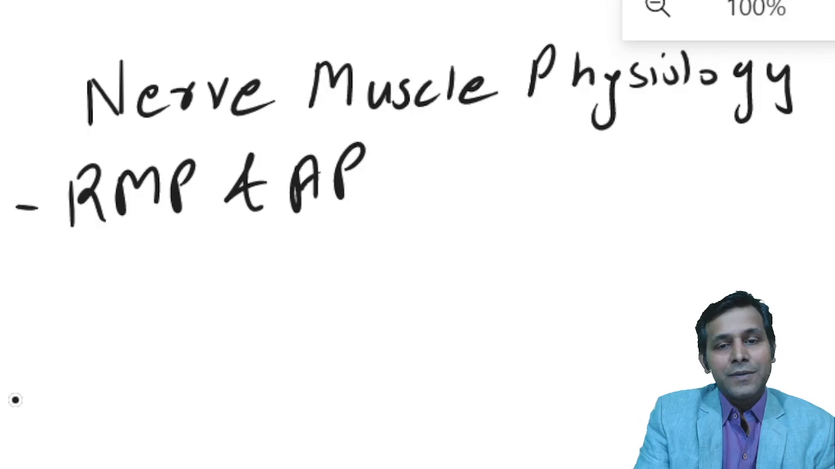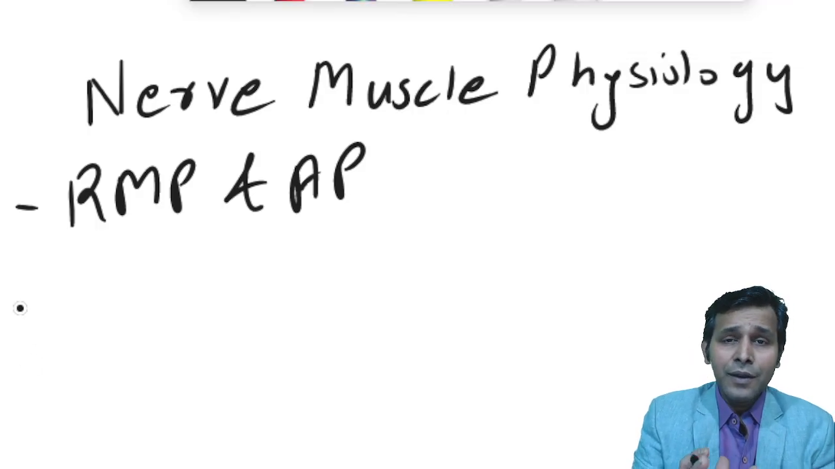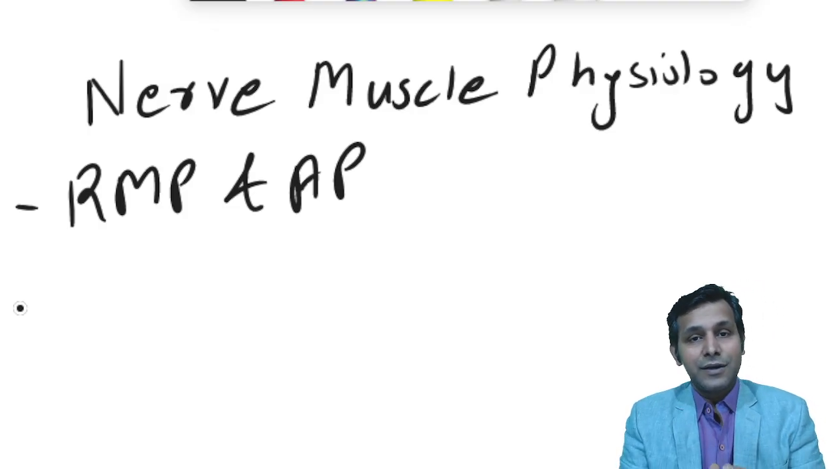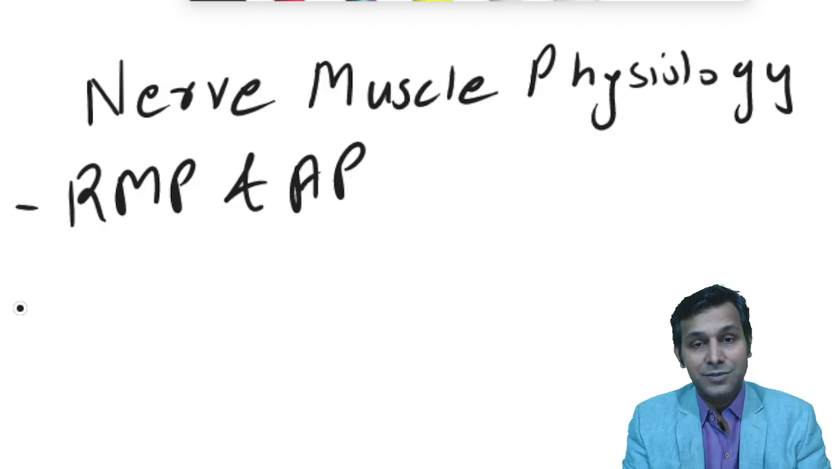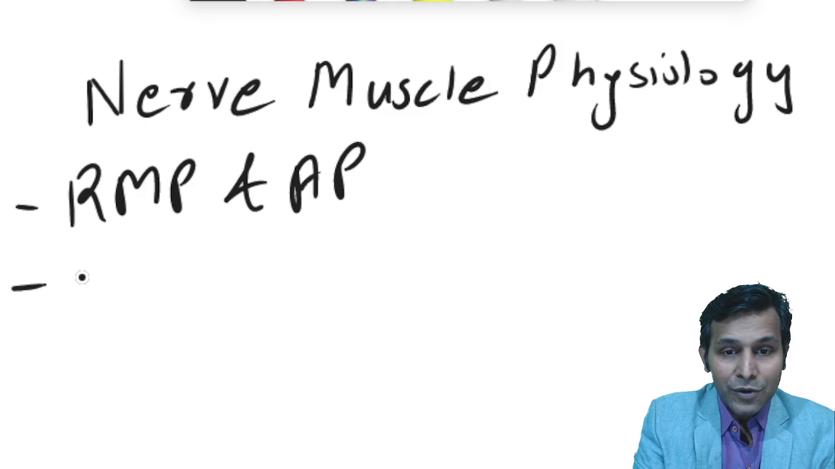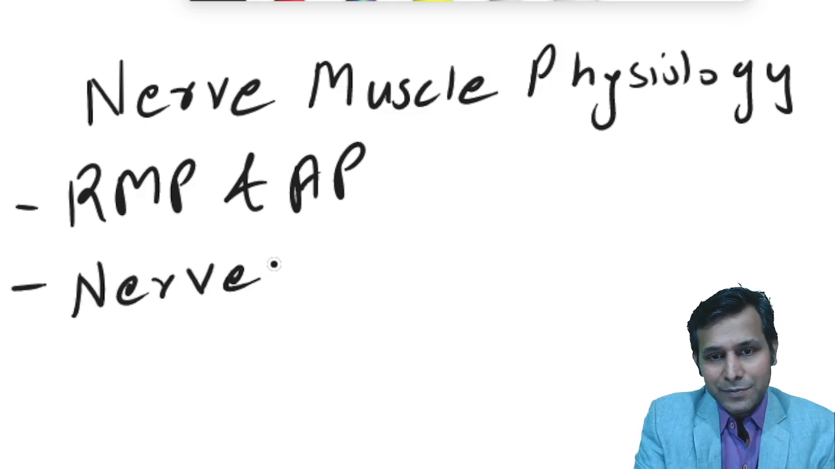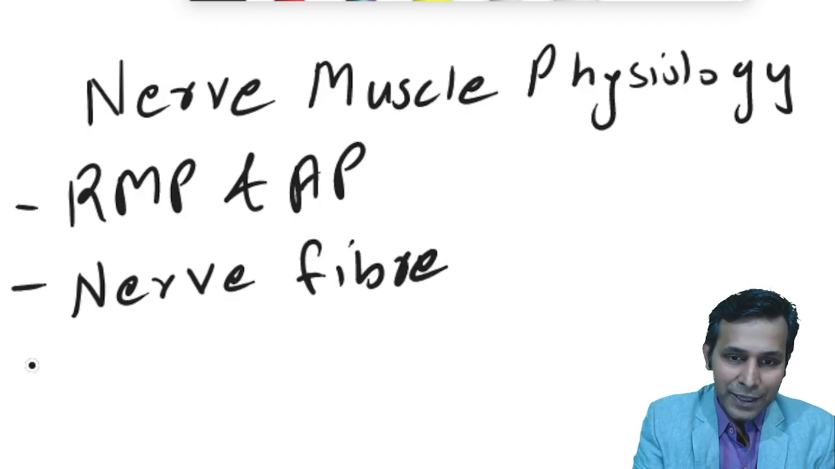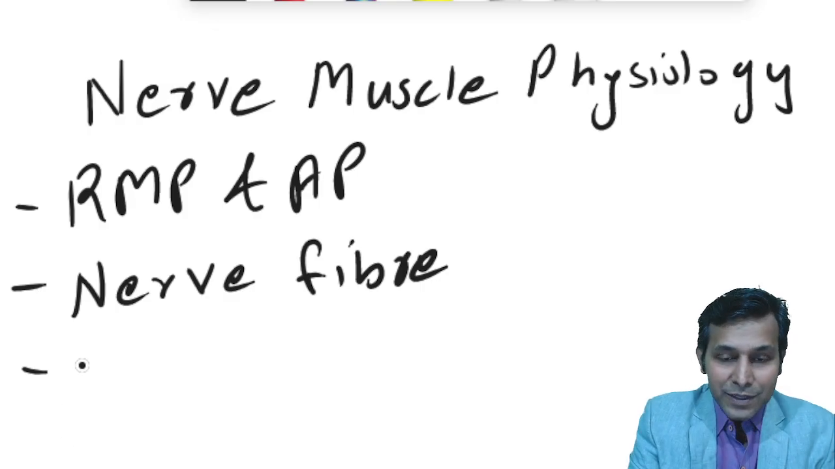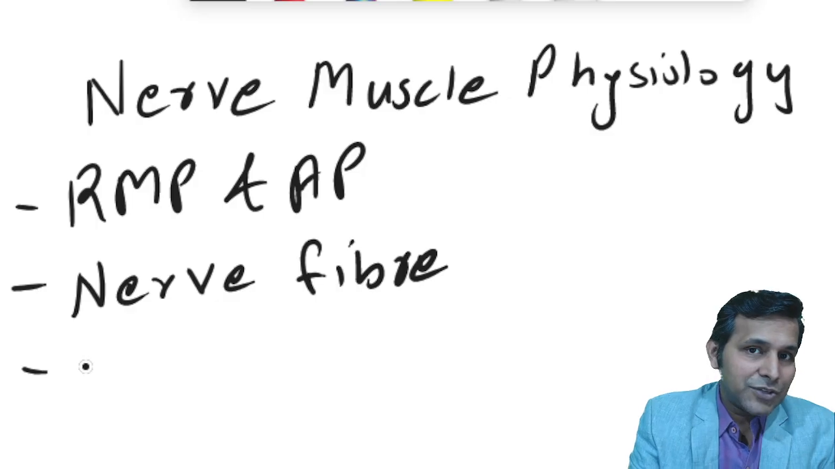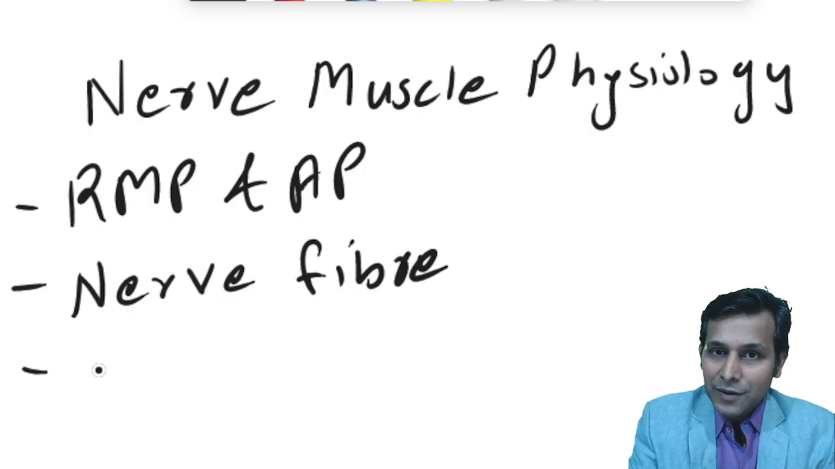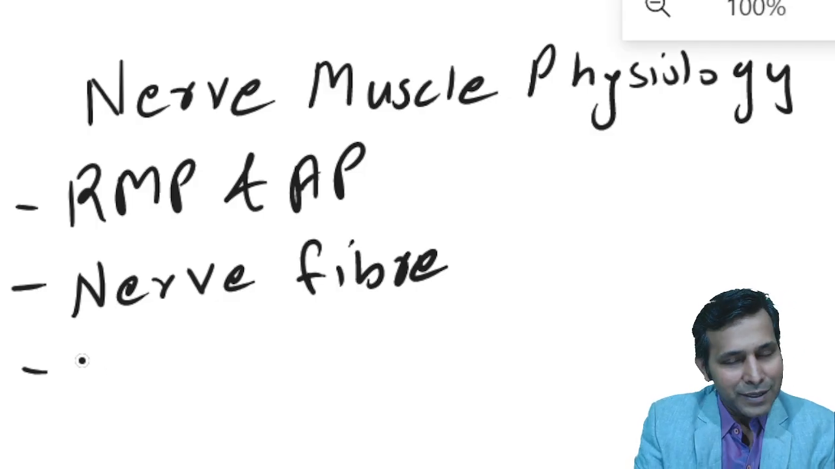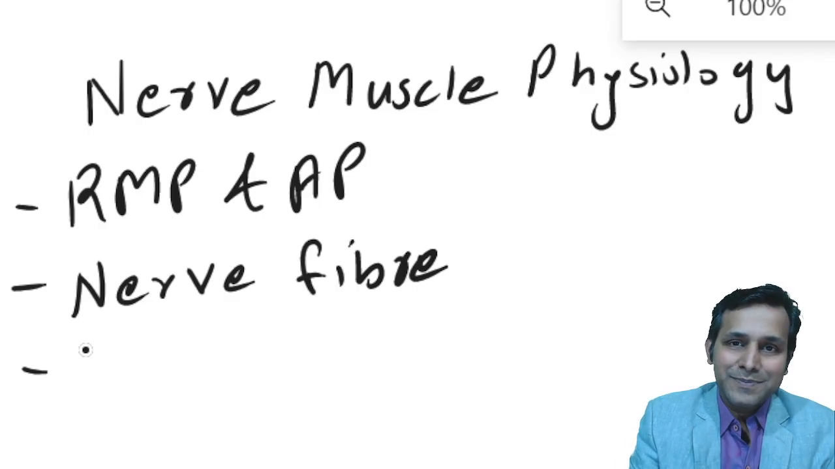Next we'll be discussing the neuron or the nerve fiber, because nerve muscle physiology is about the learning of nerve and muscle. So the second important thing will be the neuron or the nerve fiber, because the nerve fiber forms an integral part of the study of nerve muscle physiology. Then we'll be discussing the classification of these nerve fibers as well as the properties of these nerve fibers. All this will be included in the nerve fiber and its further topics.